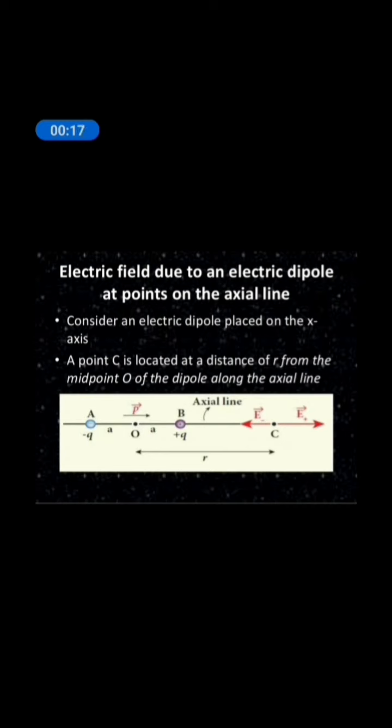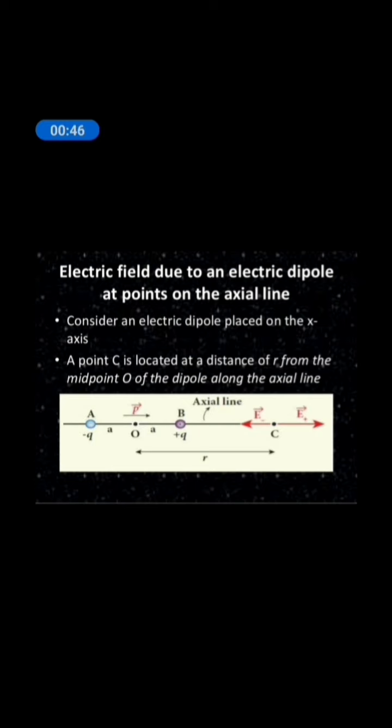If the point is situated on the axial line of the electric dipole, then we can calculate the electric field intensity due to the electric dipole as follows. Consider an electric dipole placed on the x-axis and a point C which is located at a distance of r from the midpoint of the dipole along the axial line.